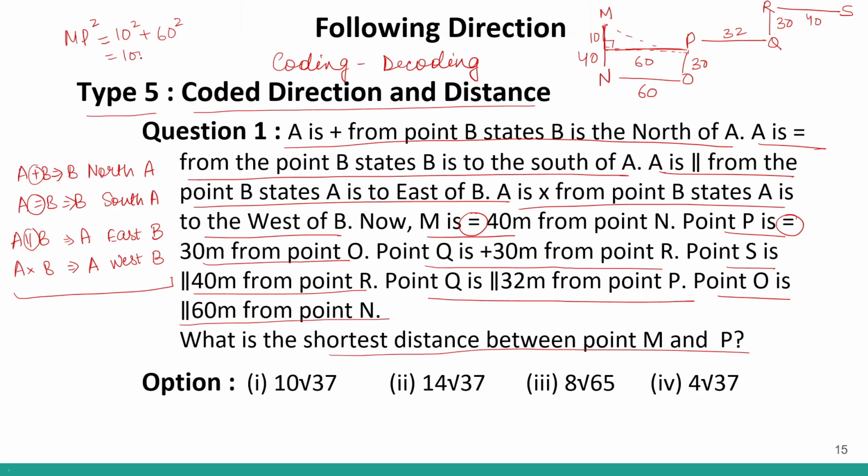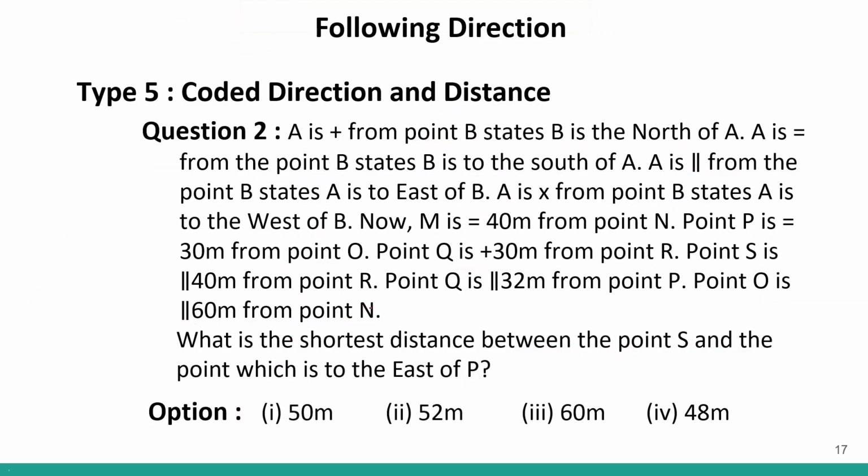So 10 square is 100, 60 square will be 3600. This will be 3700. So MP will be under root of 3700. Right? So under root of 3700 will be 10 under root 37 meters. So our answer will be 10 under root 37, which is option number 1.